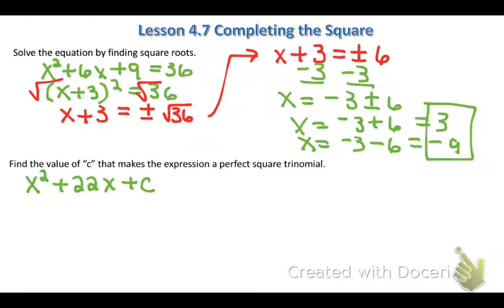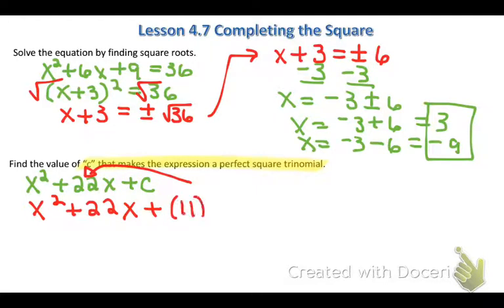If you are asked to find the value of c that makes the expression a perfect square trinomial, the first step is to take half of the x coefficient. So half of 22, and then we're going to square it and replace c with that value. So x squared plus 22x, half of 22 is 11, and we square it. So we replace the c with that value. And then we just simplify. X squared plus 22x plus 121.